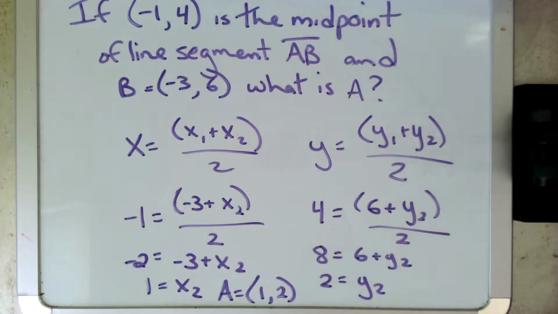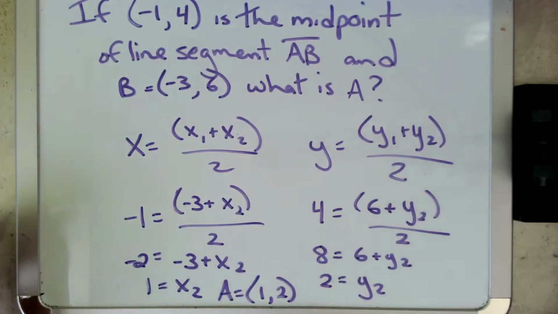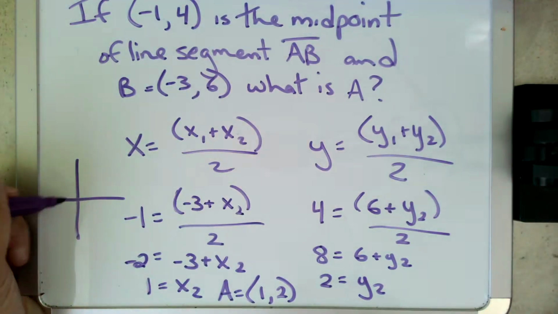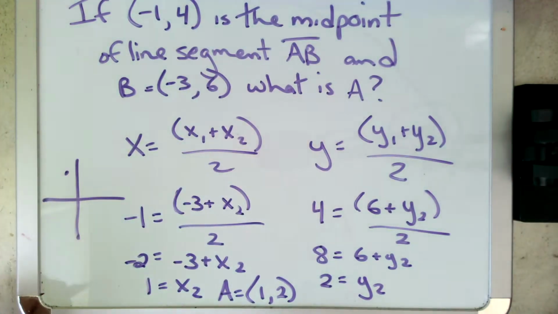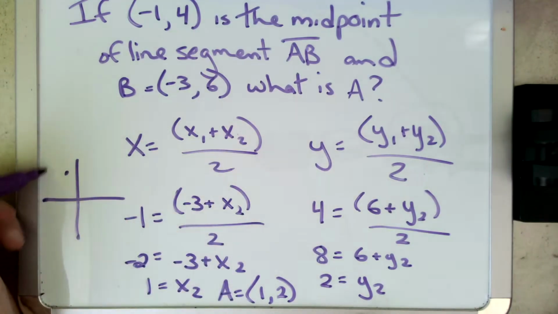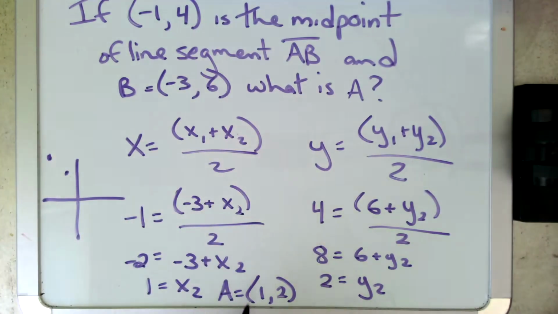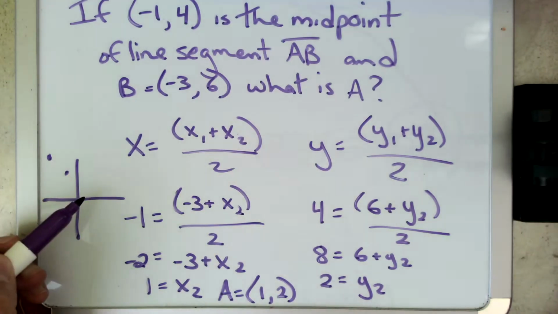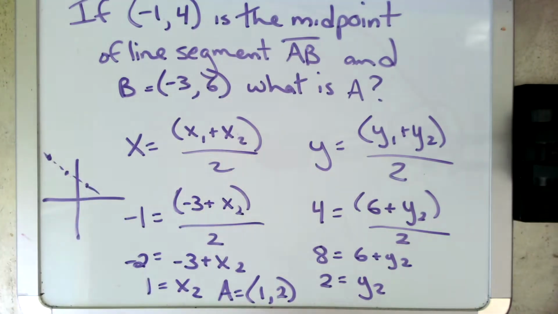And if I want a visual to just sort of make sure that's right: -1, 4 is over 1, up 4. B, -3, 6 is over 3, up 2 more. And now my A is over 1, up 2. That's looking pretty correct. So it's always a good idea to plot them just to make sure you haven't made some wild arithmetic mistake. But that is the midpoint formula, how to derive it, and how to use it in its most complicated case.